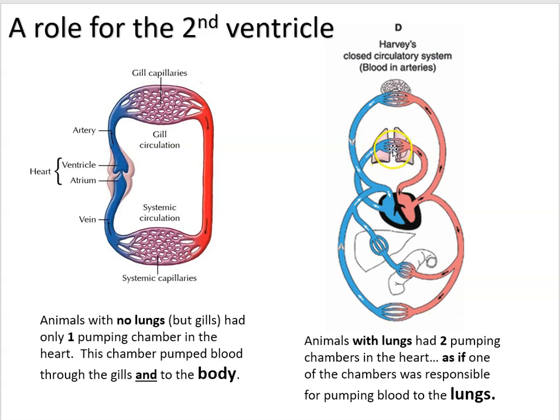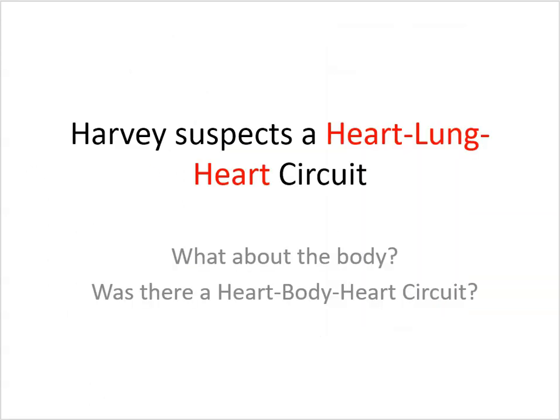And so it started to crystallize in his mind that the right ventricle, its job was to pump blood through the lungs. Blood would return on the left, and then the left ventricle would pump blood out to the body. So Harvey's beginning to think of a circuit. Harvey suspects a heart-lung-heart circuit. But what about the body? Was there a heart-body-heart circuit? We'll take that up in the next lesson.